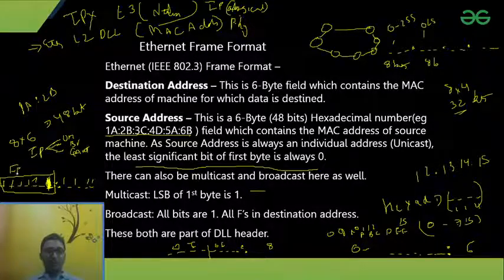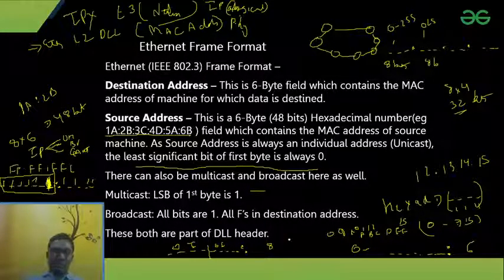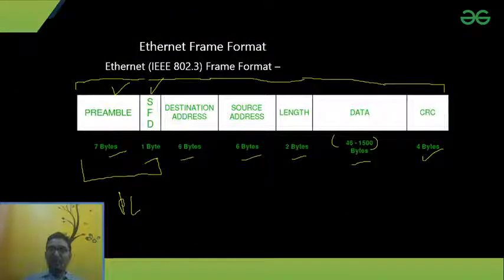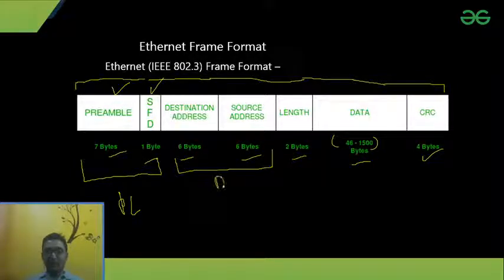So it will become FF:FF:FF:FF:FF:FF, 6 times FF. So this is broadcast. Both of these are part of the DLL header, as I already explained. Now, we studied that these two are part of the physical layer header. These two are not part of the physical layer. These are part of the data link layer header, as we dealt with MAC addresses here. So these are added by the data link layer. Fine. Now let us see the next thing.